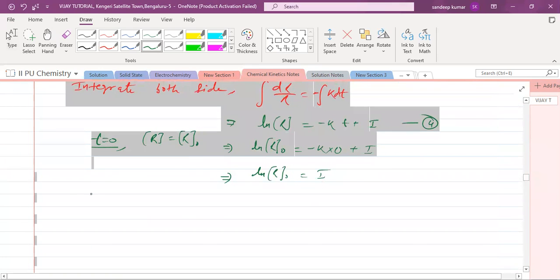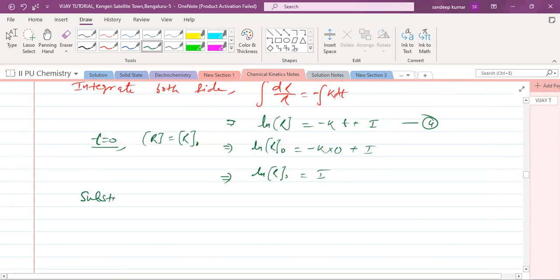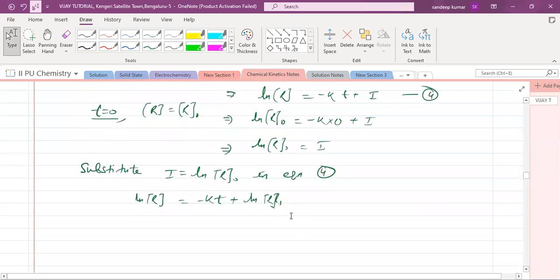Substitute I is equal to ln R0 in equation 4. So equation 4 becomes ln of R is equal to minus K into T plus I, and I am putting ln of R0. Is it clear? Are you getting it or not?